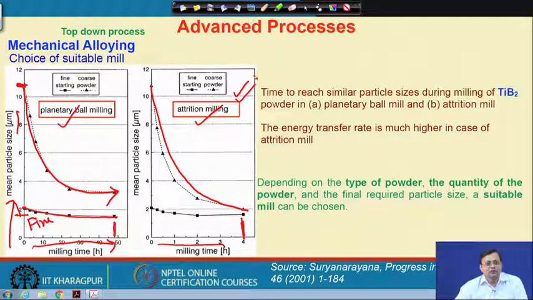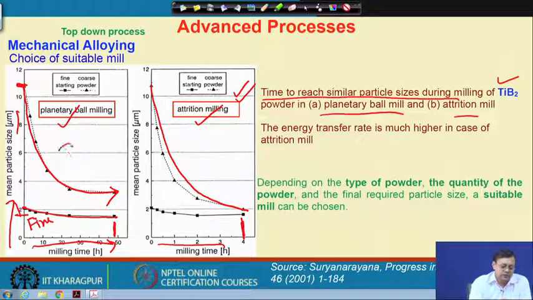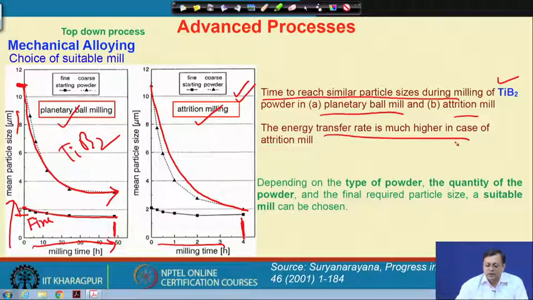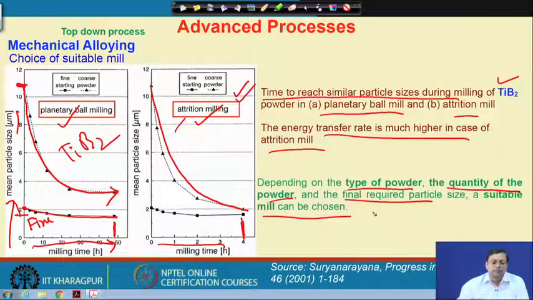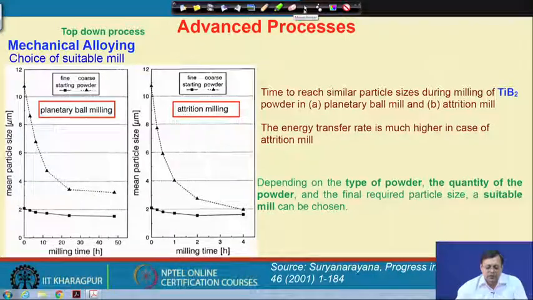So, there is a benefit of each and every milling process. So, the time to reach a similar particle size during milling of, let us say, titanium diboride powder in a planetary ball mill or attritor mill. So, this was a titanium diboride powder that was chosen and the energy transfer is much higher in the case of an attritor mill. So, depending on the type of the powder, quantity of the powder and the final required particle size, a suitable mill can be chosen. So, this is just a case I have shown you with a suitable example.